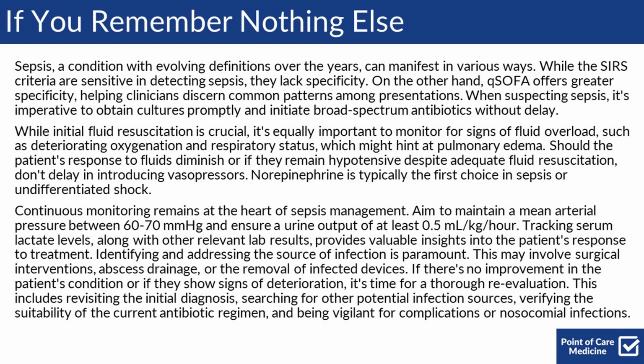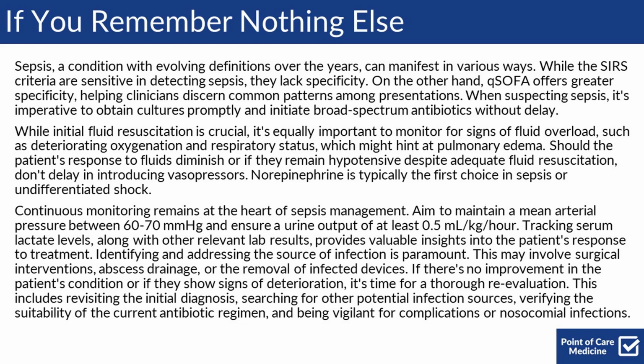Continuous monitoring remains at the heart of sepsis management. Aim to maintain a mean arterial pressure between 60 to 70 millimeters of mercury and ensure urine output of at least 0.5 mL per kg per hour. Track the serum lactate levels along with other relevant lab results, which provides valuable insights into the patient's response to the treatment. Identifying and addressing the source of infection is paramount. This may involve surgical interventions, abscess drainage, or the removal of infected devices.